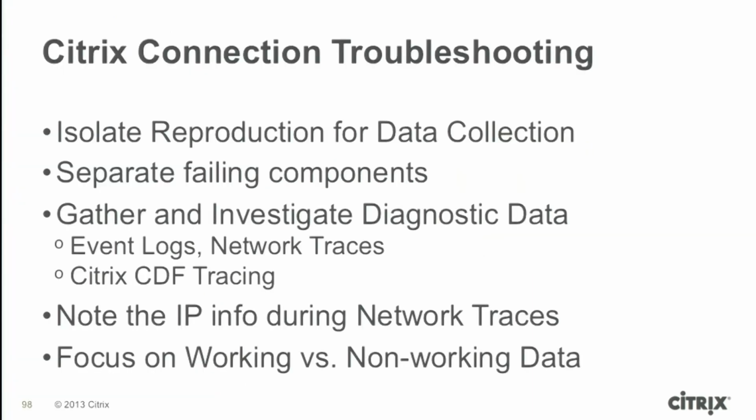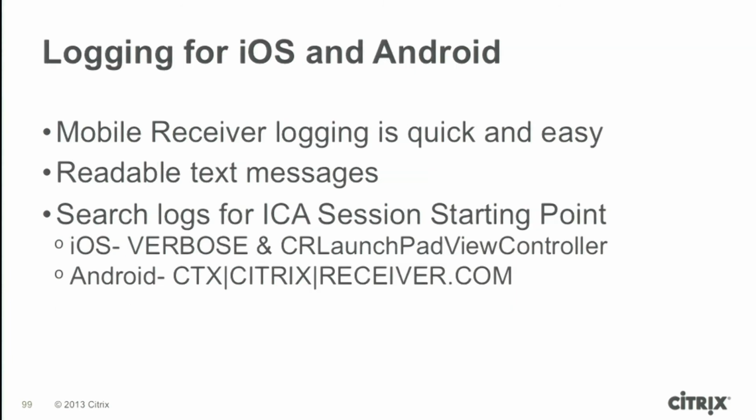For common ICA connection issues, you want to isolate the reproduction, separate the failing components, and gather the appropriate data. Don't forget the important metadata like IP addresses for network traces, and focus on the diagnostic data from working and non-working traces. Great new logging features have been added to the Citrix mobile receivers and made it quick and easy. They output readable messages. Here are a couple of the base messages you can look for to find the start of an ICA session in those logs.